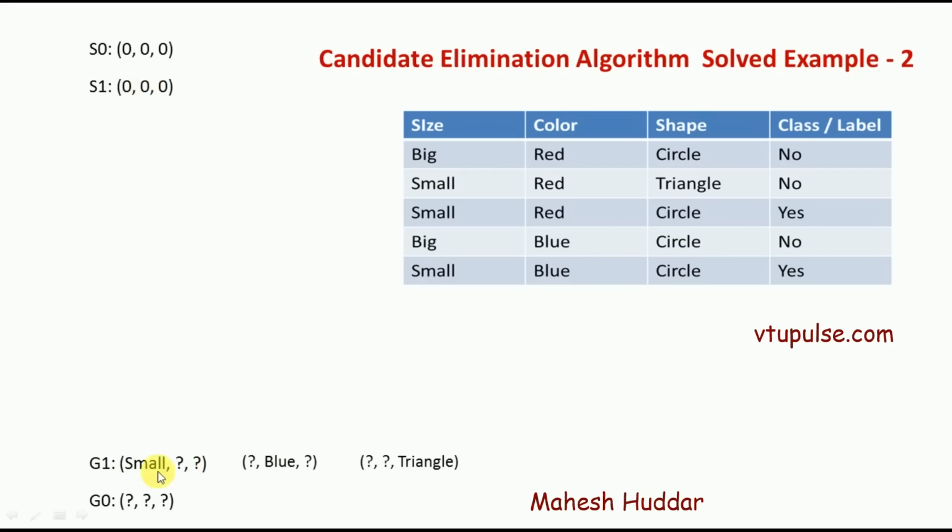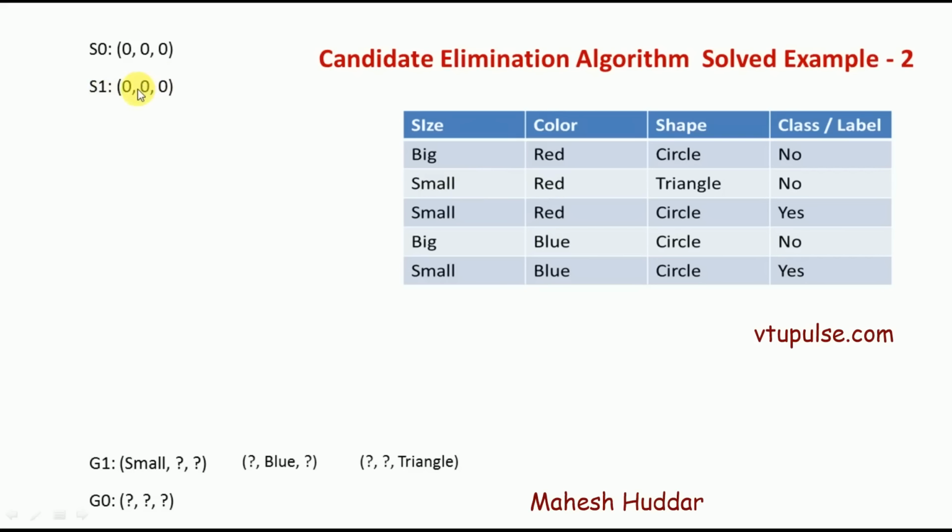Now we will see the second example. The second example contains small, red, triangle. Again, no, the meaning is it's a negative example. Because it is a negative example, we will go to the specific boundary and check whether it is consistent or not. The specific boundary contains all nulls.